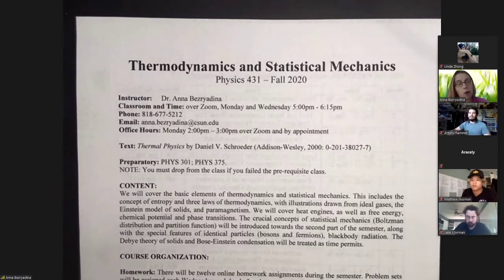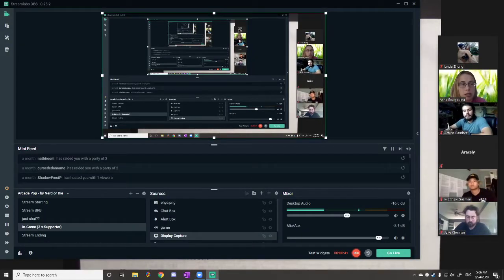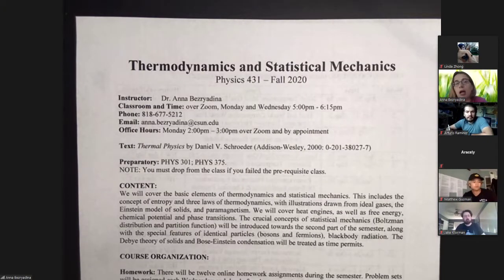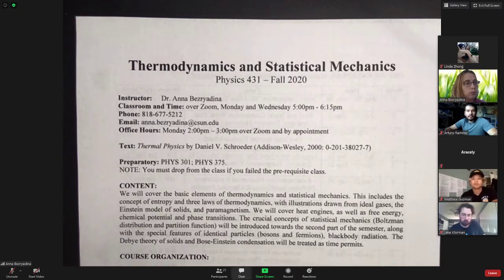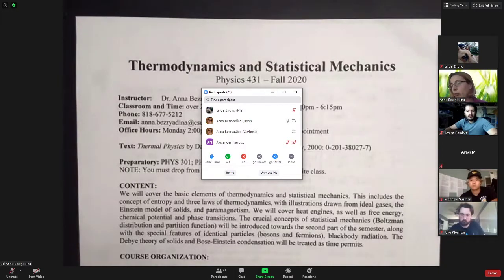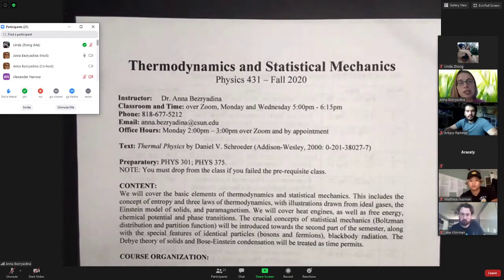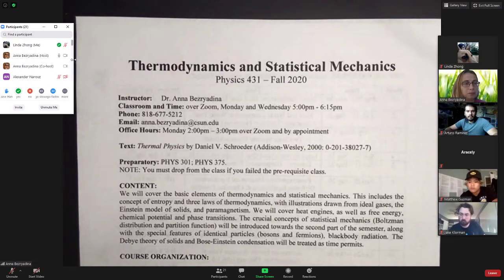So I have my office hours on Monday from 2 to 3 p.m. It will be over Zoom, and could be by appointment. And here I want your input, guys. First of all, how many of you can make it from 2 to 3 p.m. for office hours? I want you to use this opportunity to use all the buttons in your participants panel. Press yes if 2 to 3 works for you, and press no if 2 to 3 doesn't work for you.